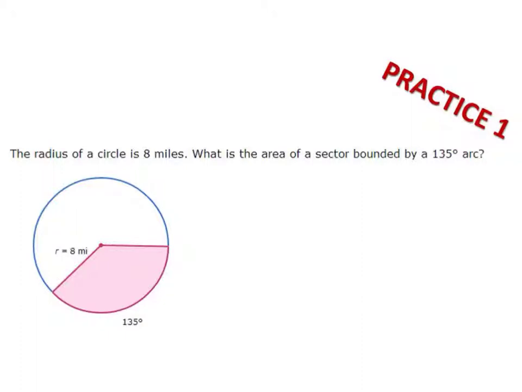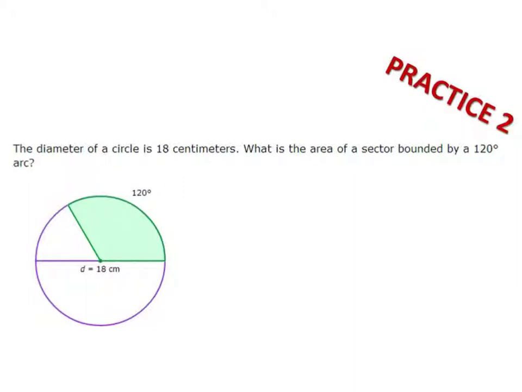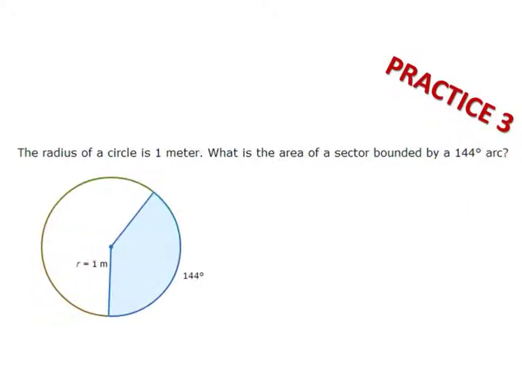Here's your first problem. The radius of a circle is 8 miles. What is the area of a sector bounded by a 135-degree arc? Number 2, the diameter of a circle is 18 centimeters. What is the area of a sector bounded by a 120-degree arc? Remember, the radius is 1/2 of the diameter. Practice 3. The radius of a circle is 1 meter. What is the area of a sector bounded by a 144-degree arc?